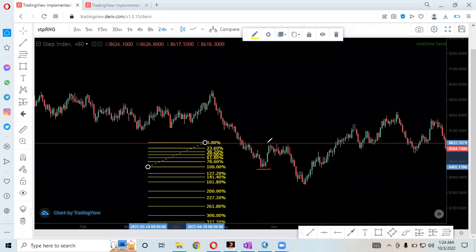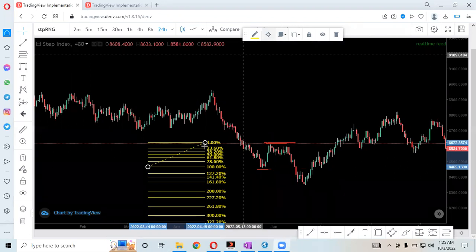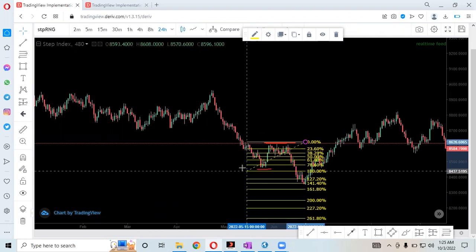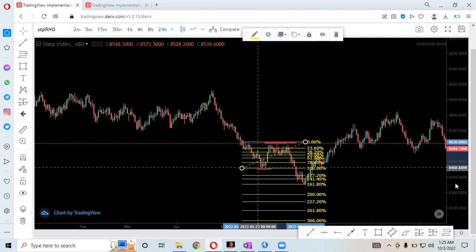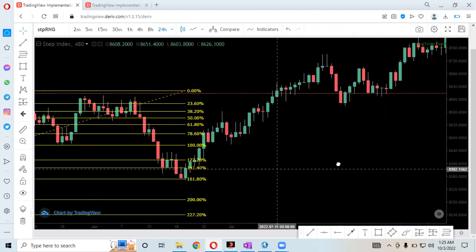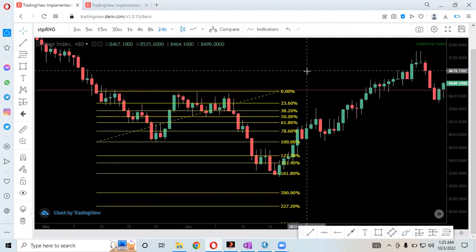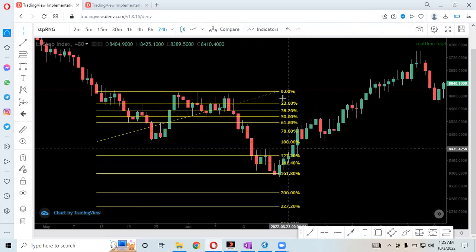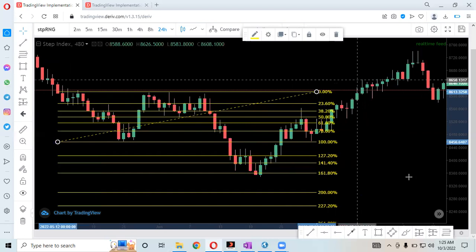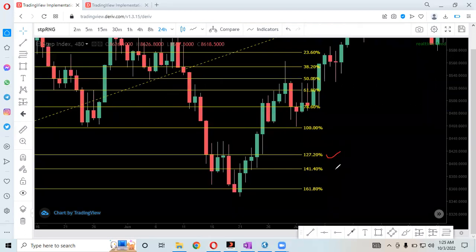So this is the beginning of the pullback, and this was the end of the pullback. So we're going to bring our Fibonacci tool to measure it accordingly. Okay, so here we go. I think I have to delete this. Let me zoom in so that we can actually get to see the extension point. So the beginning of the pullback had the 100 points and the 0 point at the end. If we check the 127, let me extend this so that we can see. The 127, the 141, the price actually extended to get to these points.